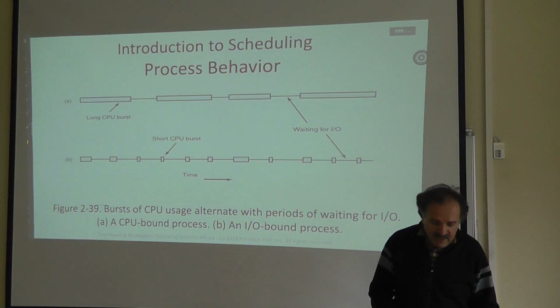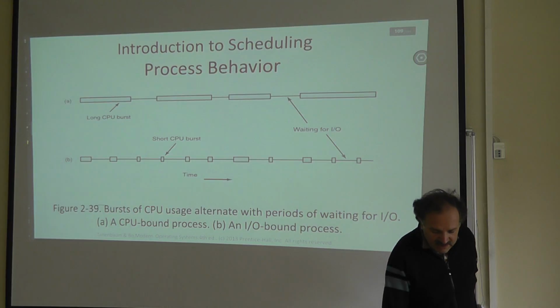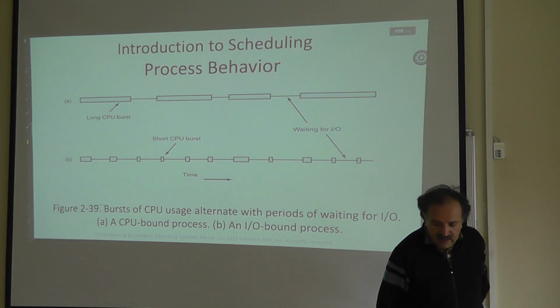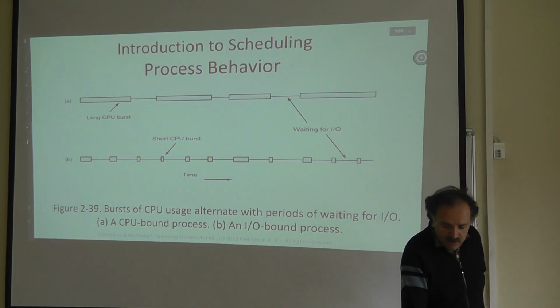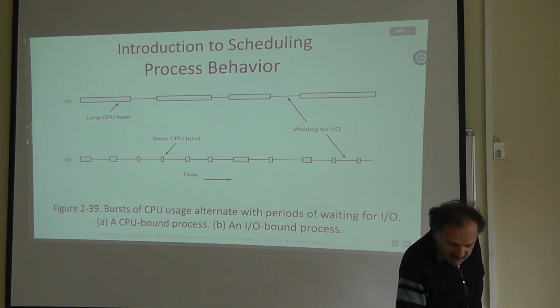So if I have two threads or processes, it doesn't matter. And this is how they work. The first thread is using lots of CPU time. Then it will block because it is waiting for some I/O operation.